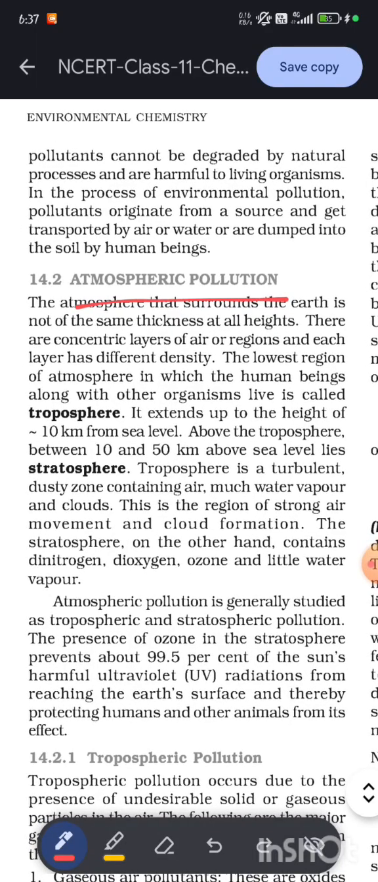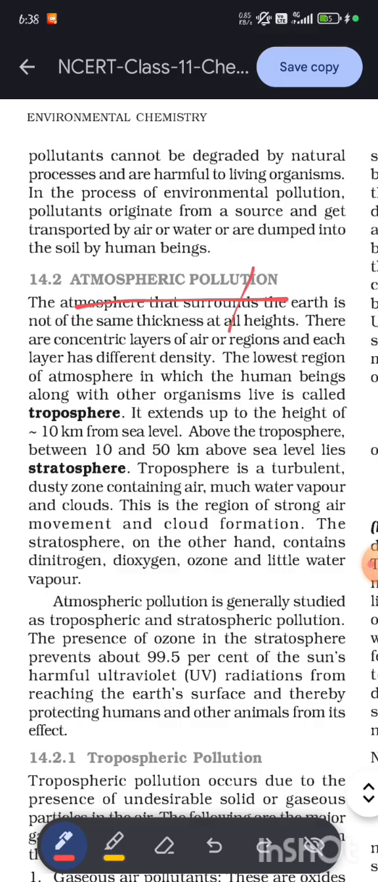The atmosphere that surrounds the earth is not of the same thickness at all heights. There are concentric layers of air or regions, and each layer has different density. The lowest region of the atmosphere, in which human beings along with other organisms live, is called the troposphere. It extends up to a height of 10 km from sea level. Above the troposphere, between 10 and 50 km above sea level, lies the stratosphere.